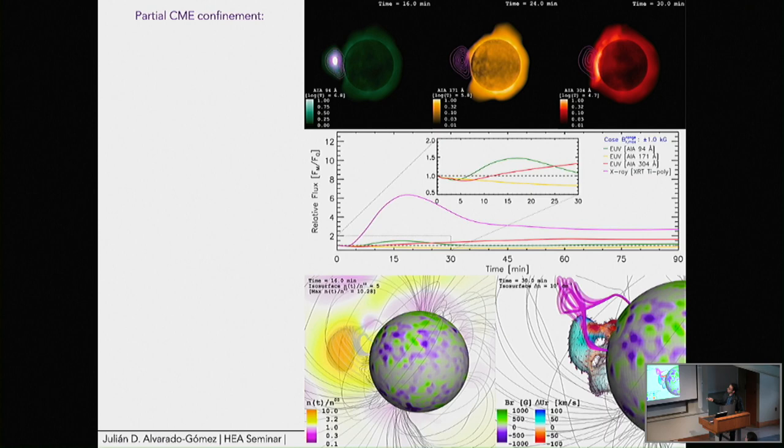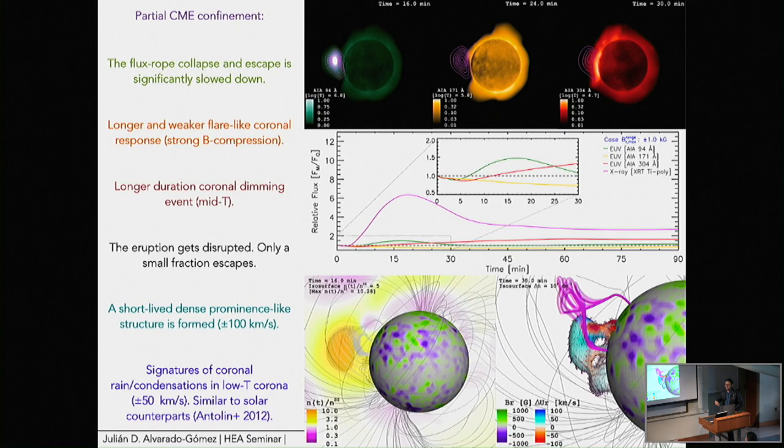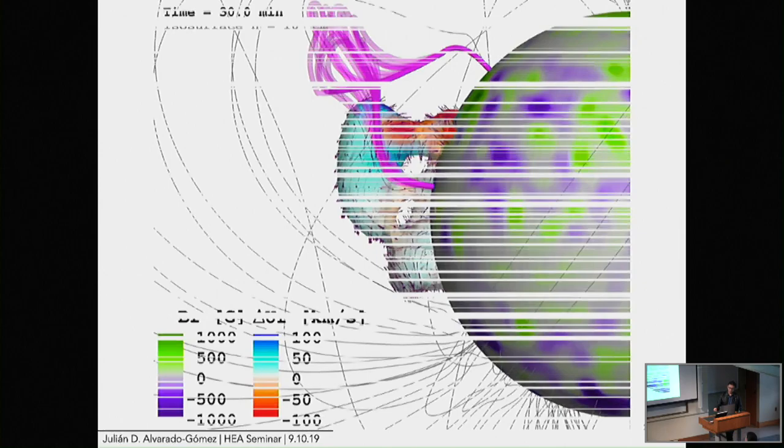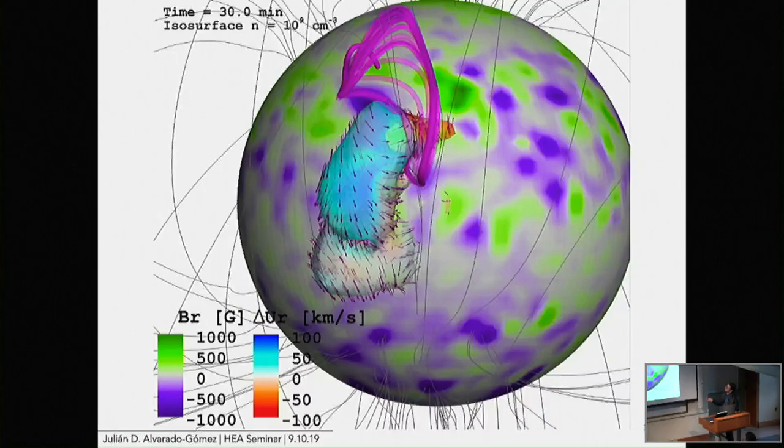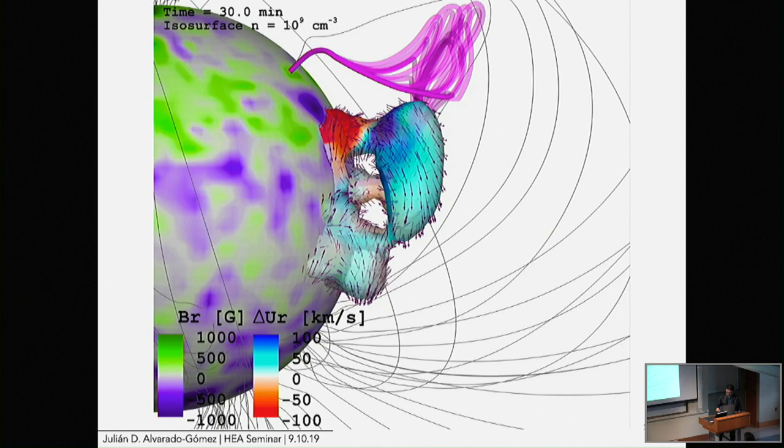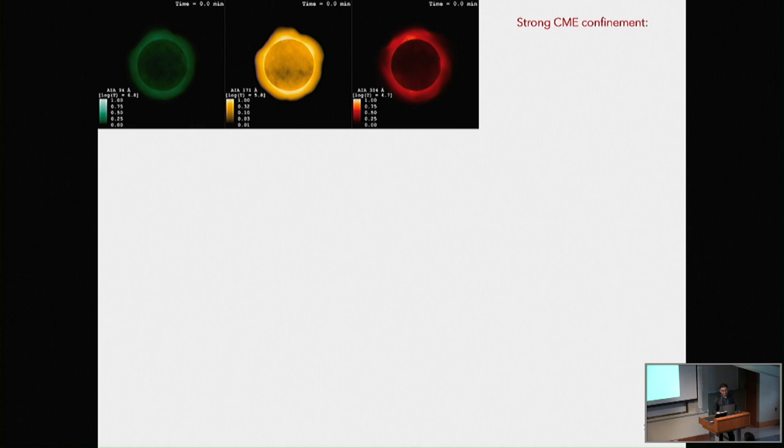What is interesting here as well is that the CME, before it's able to go away, gets fragmented and gives rise to this structure. Now, they look very much like prominences in the sun that show particular patterns of Doppler shifts that are comparable to what we see in the sun. So this is just an animation showing you how this looks in the star. Basically, this color code is showing Doppler shifts in the corona. Things are going up and other things are falling down. So we believe that this could be related to some sort of analogous to the coronal rain cycle that we see in the sun. And for the final case, the strong coronal mass ejection confinement, this is the CME that is actually not a CME, it's a failed CME.